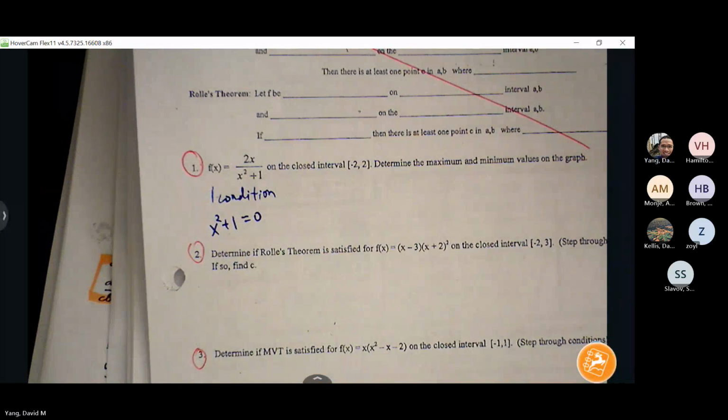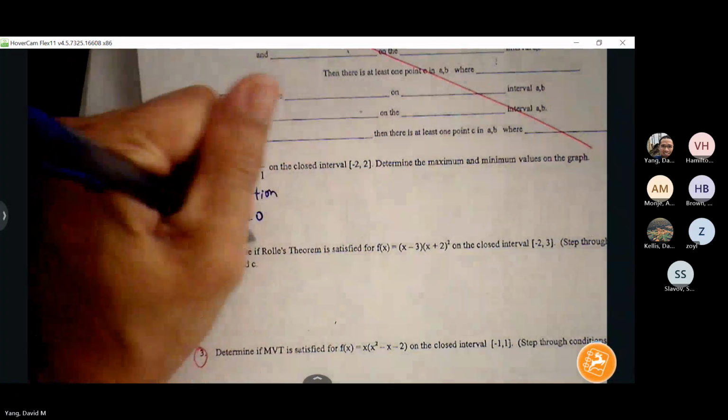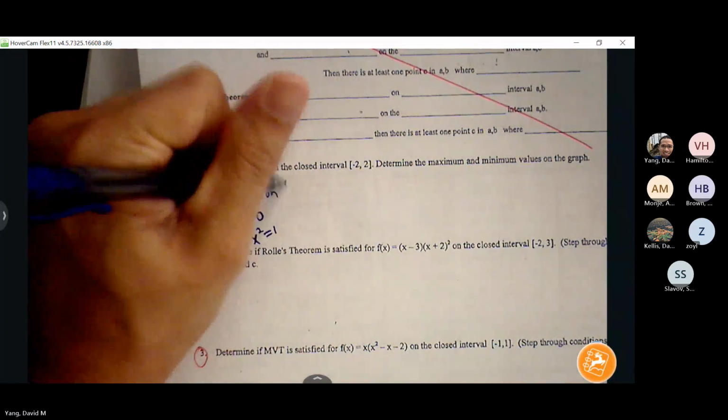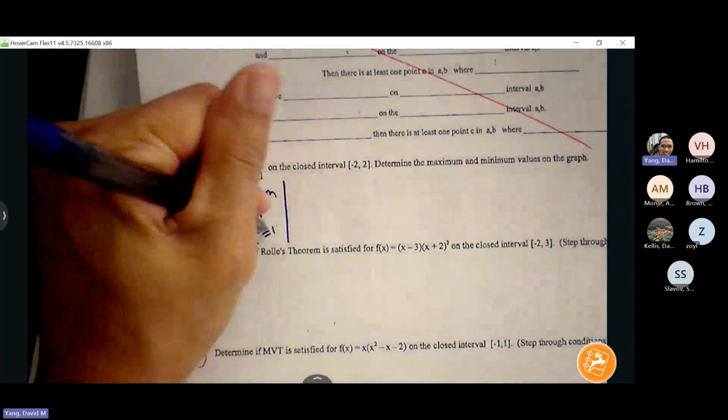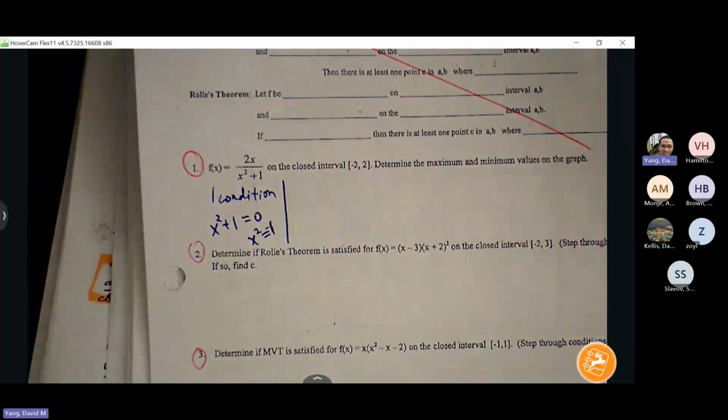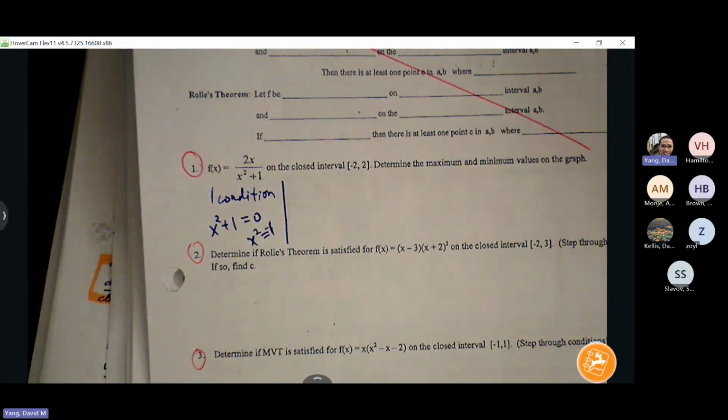Yes, thanks. What if I try to solve for x? Okay, so there's nothing that can cause the denominator to be 0, so there's no vertical asymptotes. If there's no vertical asymptotes, there's no disruptions. Our function is continuous.